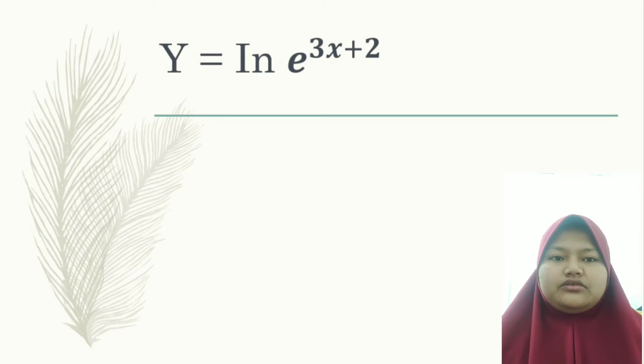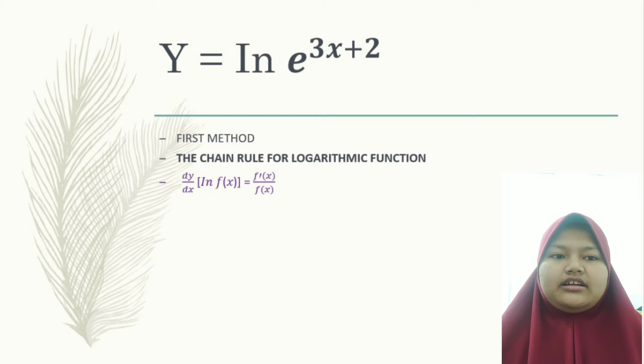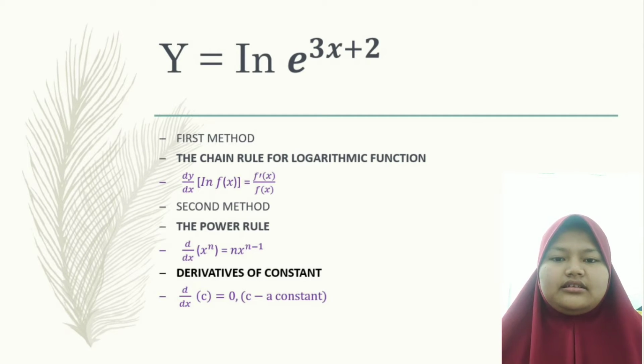There are two methods that we use. In the first method, the chain rule for logarithmic function: dy divide dx of ln f(x) equal f prime x divide f(x). For the second method, we use the power rule and derivative of constant.